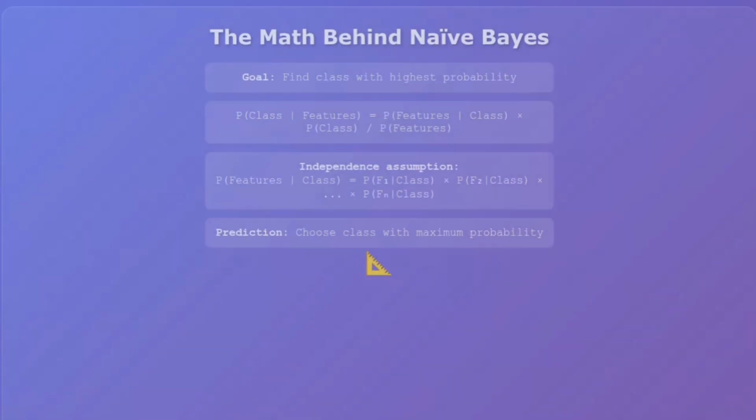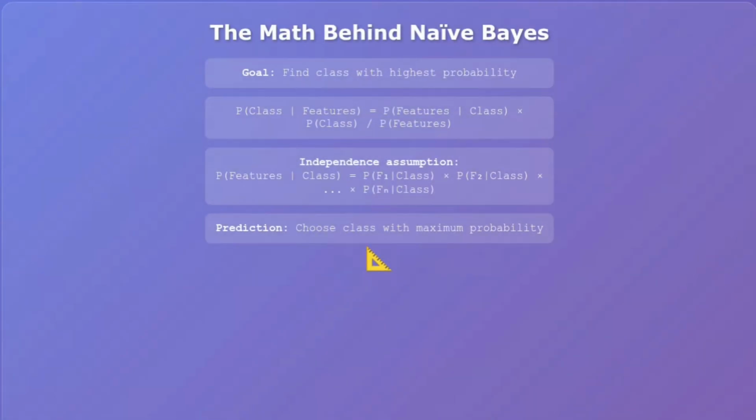Here's how naive Bayes works mathematically. For classification, we want to find the class with the highest probability given our features. Due to the independence assumption, we can multiply the individual probabilities of each feature. We calculate this for each possible class and choose the one with the highest probability. The denominator is the same for all classes, so we can ignore it during comparison.